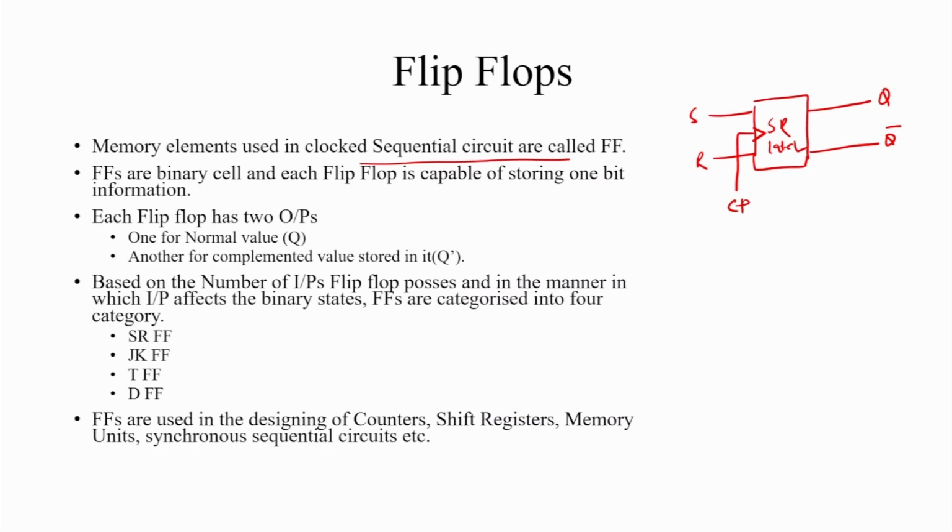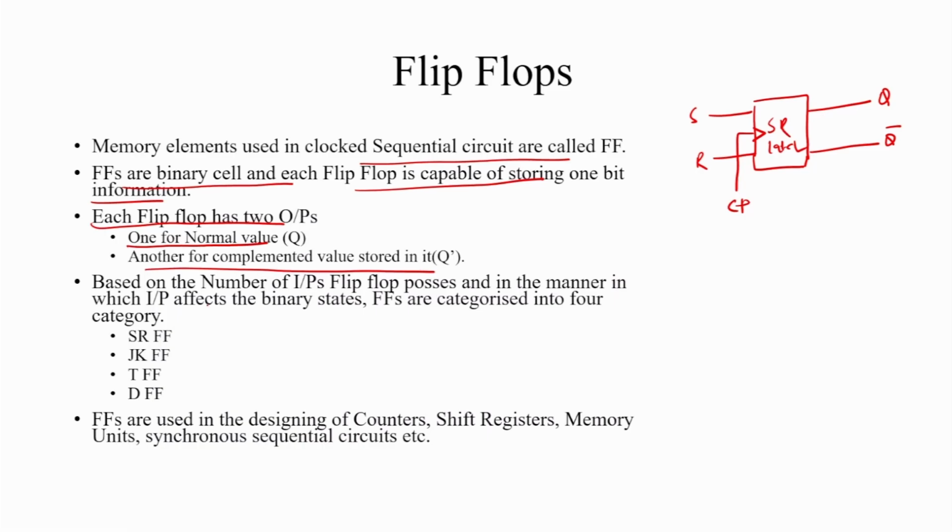So this is the difference between a flip flop and a latch. A flip flop is also a binary cell, capable of storing 1 bit of information just like a latch, but its controlled behavior is based on a clock pulse, while a latch either has no control or is controlled by an enable input. Enable input is different from a flip flop clock. Each flip flop has 2 outputs, one for the normal value and another for the complemented value.